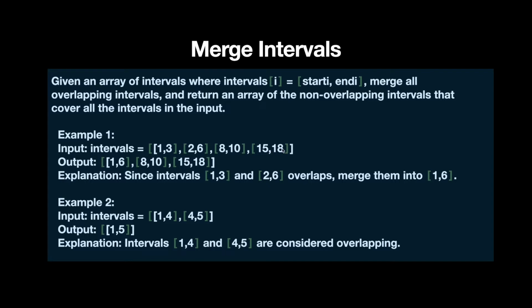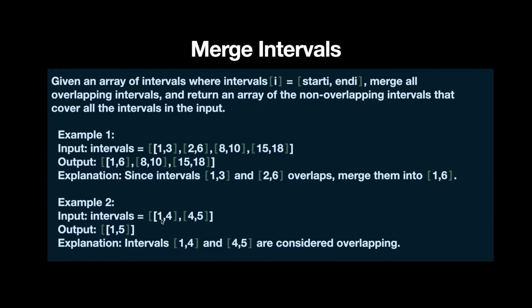And this 8 10 and 15 18 is not overlapping with any other intervals. It is independent, so we'll just insert 8 10 and 15 18. So now this output is non-overlapping intervals. We will be given an array of arrays which are overlapping intervals, and we have to convert it into non-overlapping intervals. So very simple. The question is, you have to convert the overlapping intervals to non-overlapping intervals.